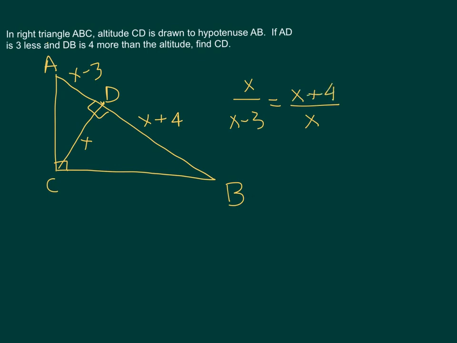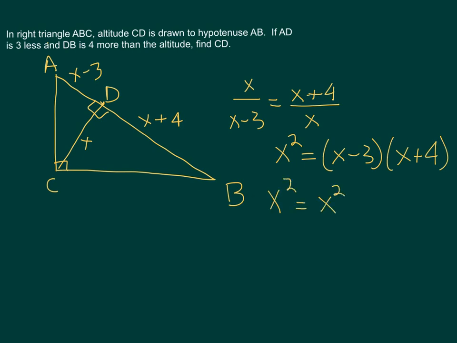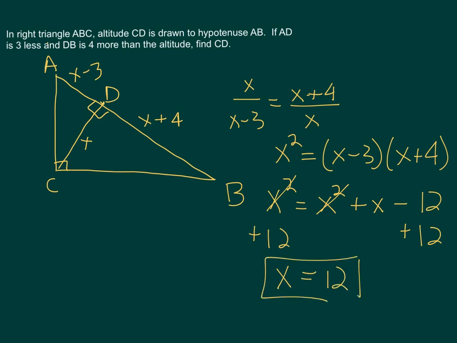I'm going to cross multiply, so we get x squared is equal to x minus 3 times x plus 4. And when we FOIL this out, this gives us x squared, let's see, plus 4x minus 3x is plus 1x, minus 12. Our x squareds cancel out. We can move the 12 to the other side, and we just end up with x is equal to 12. And in fact, that is CD, and that's what we're looking for. So that's our answer.